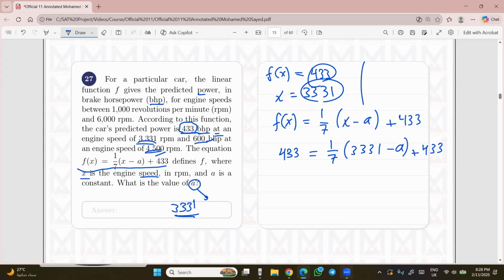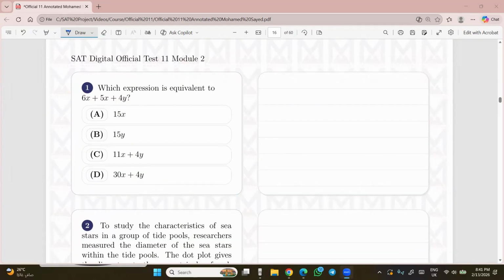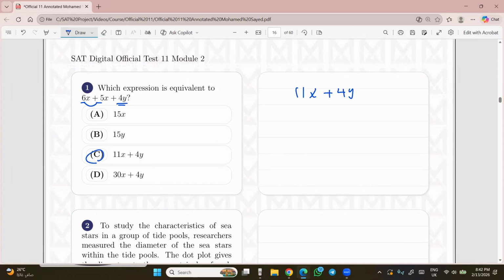Thank you very much. And now we start with module 2, which expression is equivalent to this. And you can see here 6x and 5x are like terms that we can add together. We can combine them, but we cannot add the 4y. So 6x plus 5x is 11x, and then we write 4y. Of course, they cannot be added. They are not like terms. So 11x plus 4y is the answer, letter C.